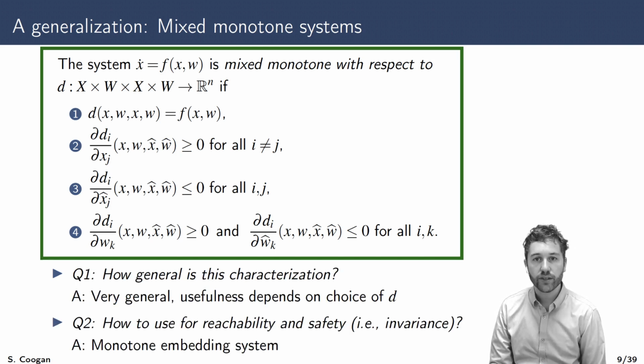Two natural questions arise from this definition. First, how general is the definition? It will turn out to be quite general, but the usefulness will depend on the choice of D, which is not unique. Second, how can this definition be used for reachability and safety? In the second part of this talk, we will see that we can embed these dynamics in a larger monotone embedding system.